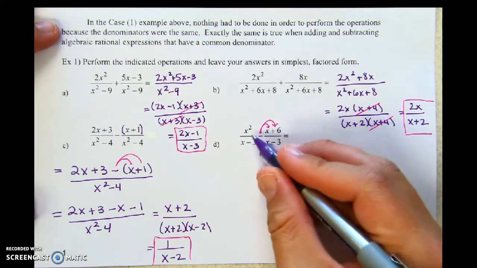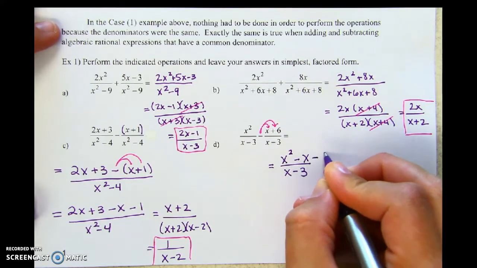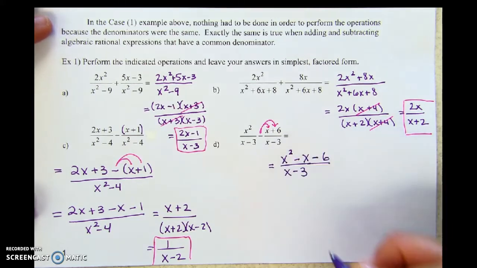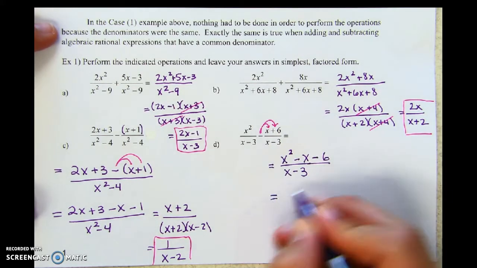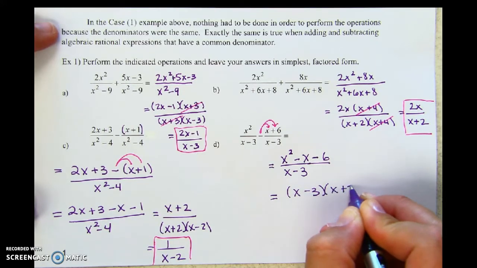Here we go. The x squared stays, and then we're subtracting the x and we're subtracting the 6. So we already had the common denominator. Can we factor that numerator? Looks familiar. Looks like we've factored it hundreds of times.